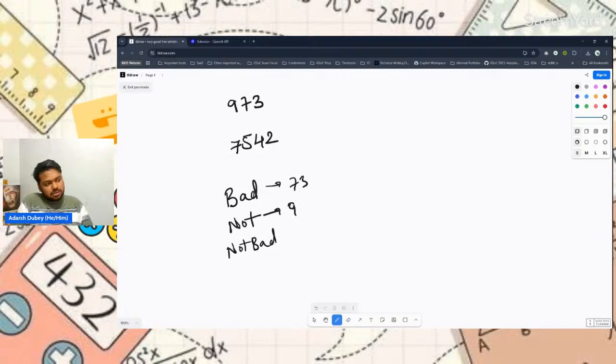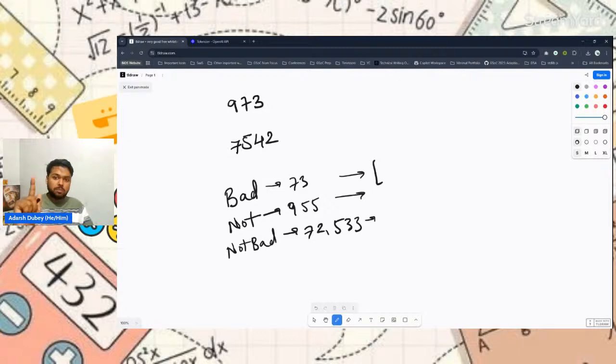For "not this" it can be 955, and for "not bad" it can be 72,533. Whatever the token is. But if I try to encode the meaning in an array, I can create a token based on one property for now, just one property.